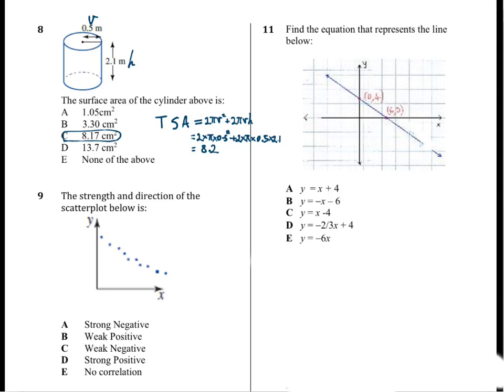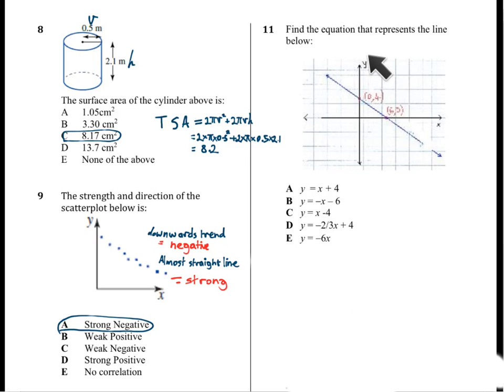Next part. So, the strength and direction of the scatter plot below. Now, as you can see, this is a scatter plot. Doesn't seem like a perfect straight line, but it does look fairly like a straight line. And it's kind of going down. So any downward trend, we say it's got a negative direction. Okay. Now, if I put a straight line through that, I'd say each of those points will be pretty close to the line. So, because they form almost a perfectly straight line, we say we've got a strong correlation. Okay? So, that is option A.